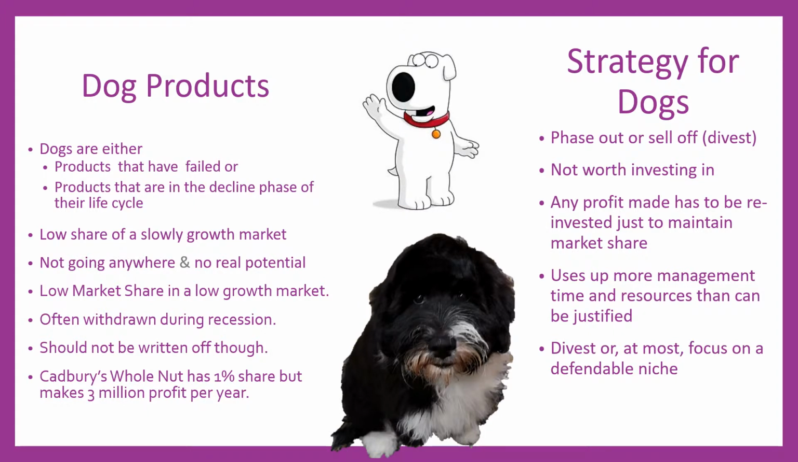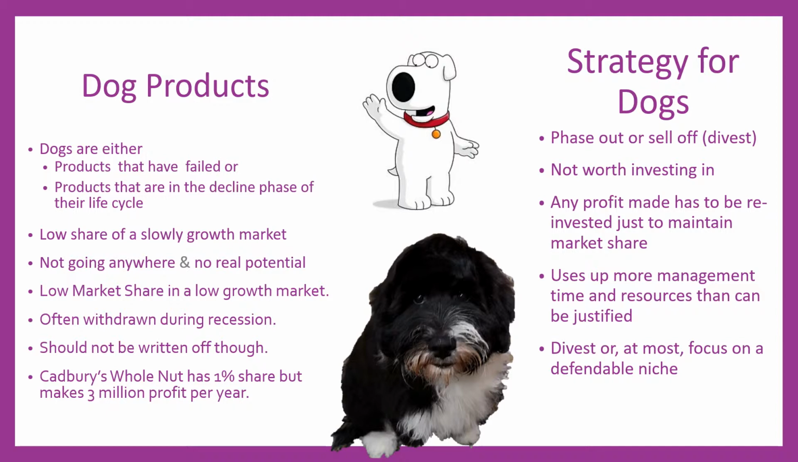Now, the final one are dog products. Some people will look at these and go, well, if it's a dog product, we should just get rid of it. But dog products are low share in a slow growth market. These tend to be products that have either failed or, in the life cycle, are in the decline phase, right? They're not going anywhere. There's no real potential, but there is still money to be made from them. Just because they've got a low market share in a low growth industry doesn't mean that you just get rid of them.